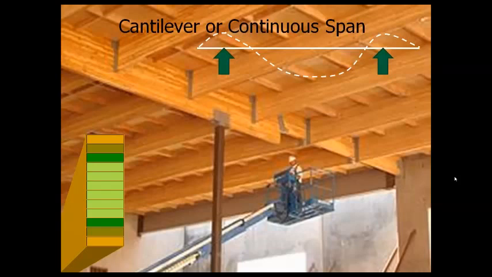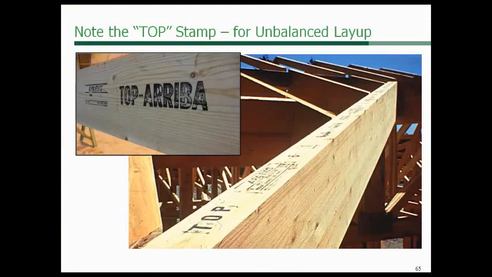Now, when you're specifying an unbalanced layup, they do mark which side is the top, so that's something you'll want to be aware of, especially if you're doing on-site inspections. It's never good when you're standing underneath a glulam beam and you look up and see the word "top" on the bottom of the beam looking down at you. So for unbalanced beams, it's especially important to have it oriented in the correct direction.